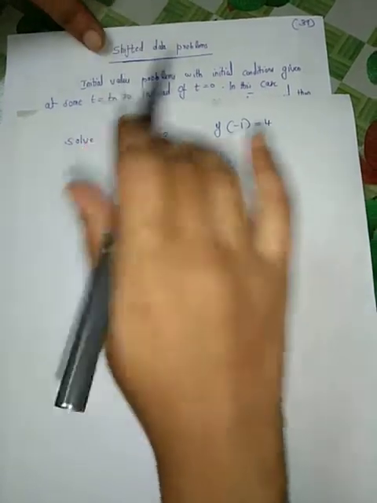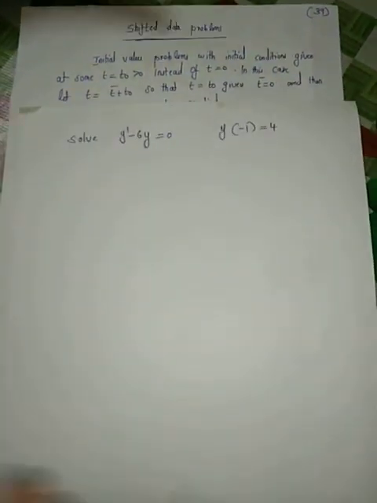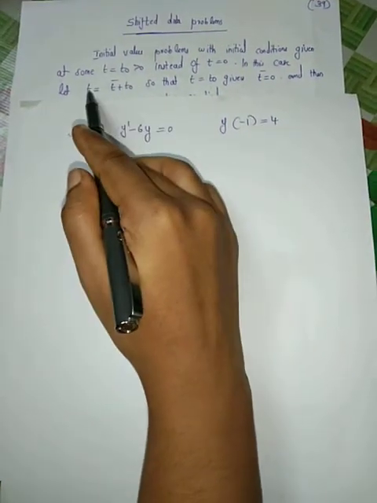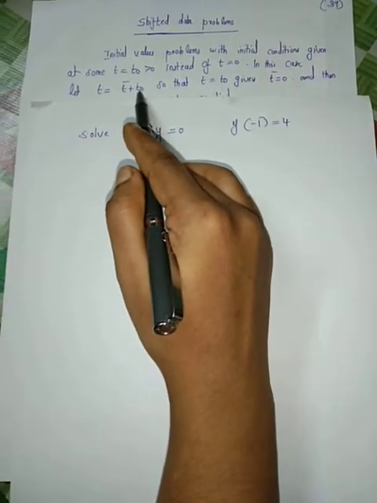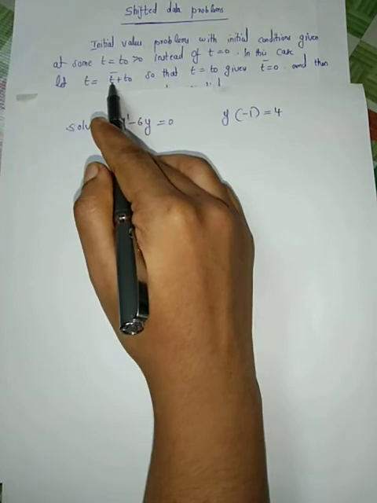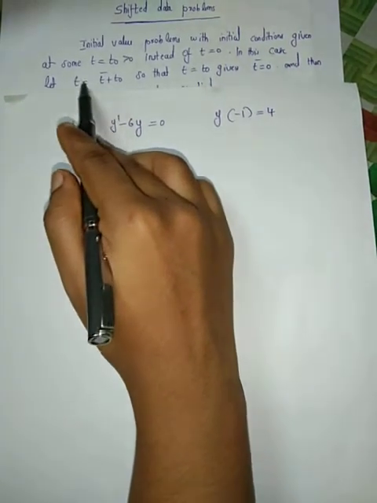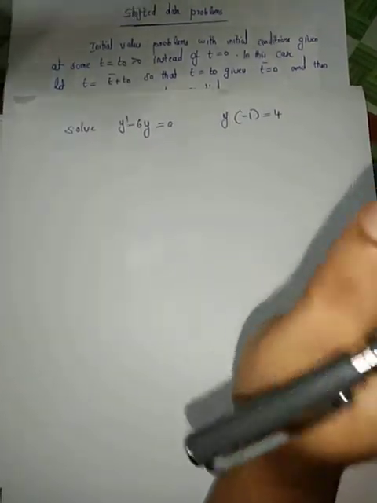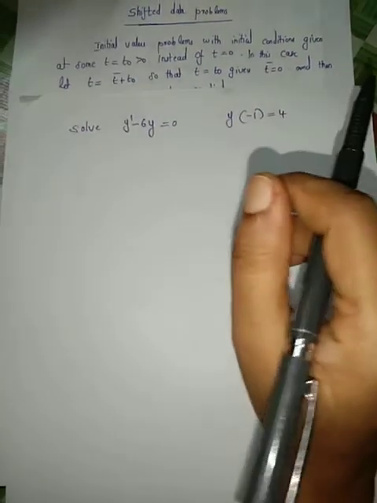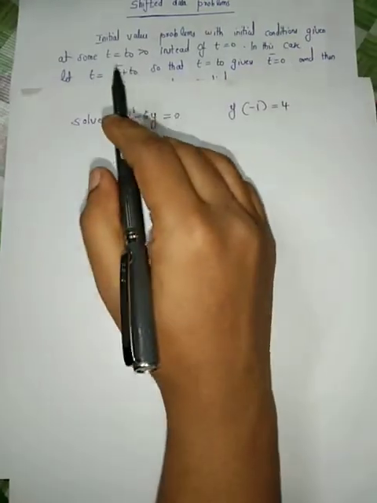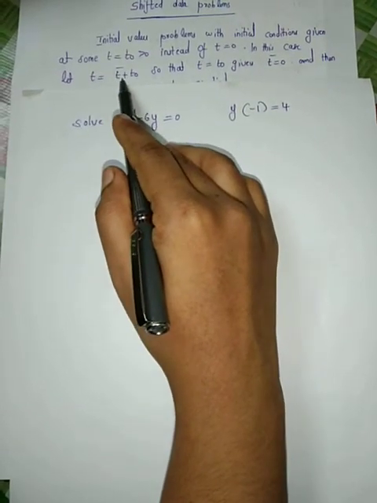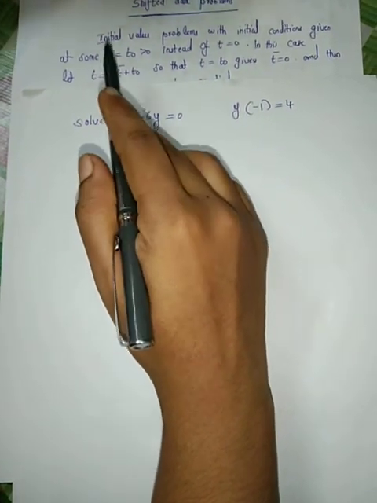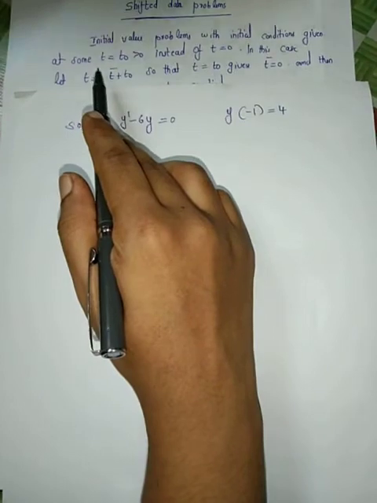If the initial conditions are given at some t equal to t naught, instead of t equal to 0, in this case we take t equal to t bar plus t naught. That means if we take the initial condition at t equal to t naught, t bar is equal to t minus t naught, therefore t bar equals 0. So we shifted the function of t to function of t bar using this relation t is equal to t bar plus t naught, that is, t bar is equal to t minus t naught.